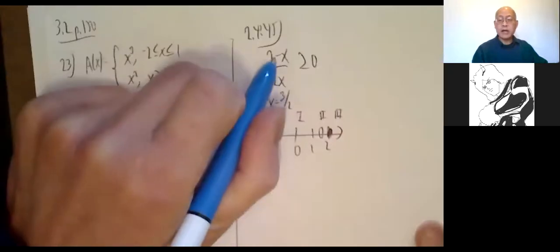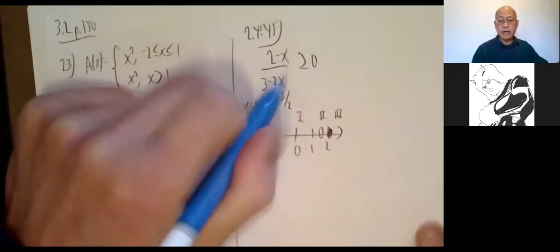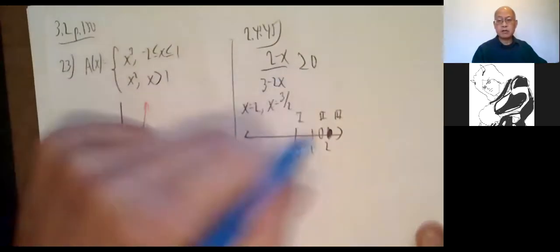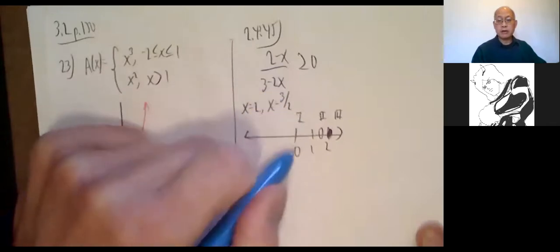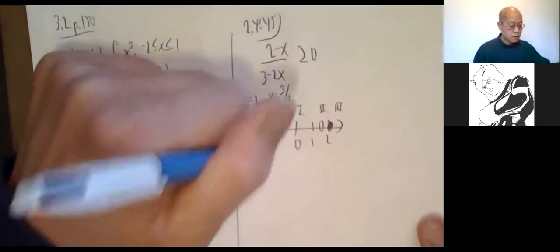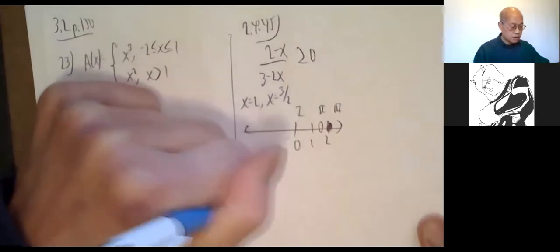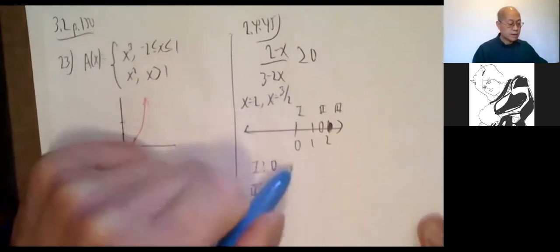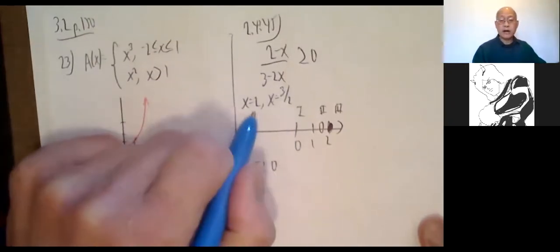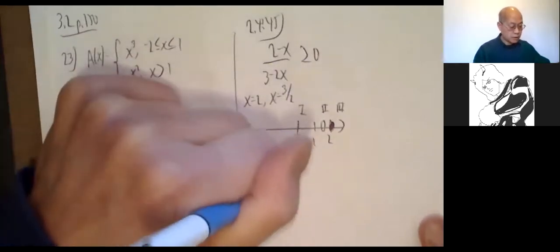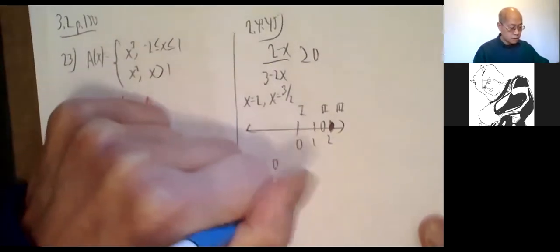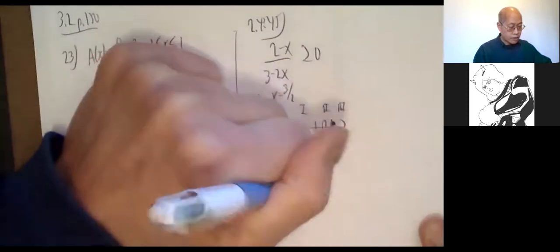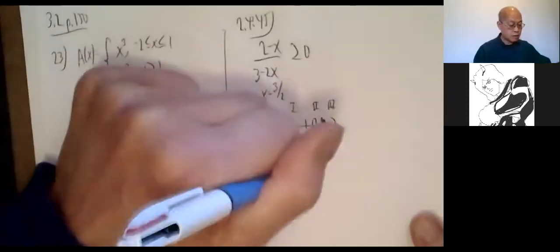If I plug in 2, I get 0 in the numerator. 0 divided by that is 0. 0 is greater than or equal to 0. That's true. If I plug in 3 over 2, the denominator is 0. So region 1, 0. Region 2, something between 1.5 and 2. How about 1.6? Region 3, 3. Fraction bar, fraction bar, fraction bar.